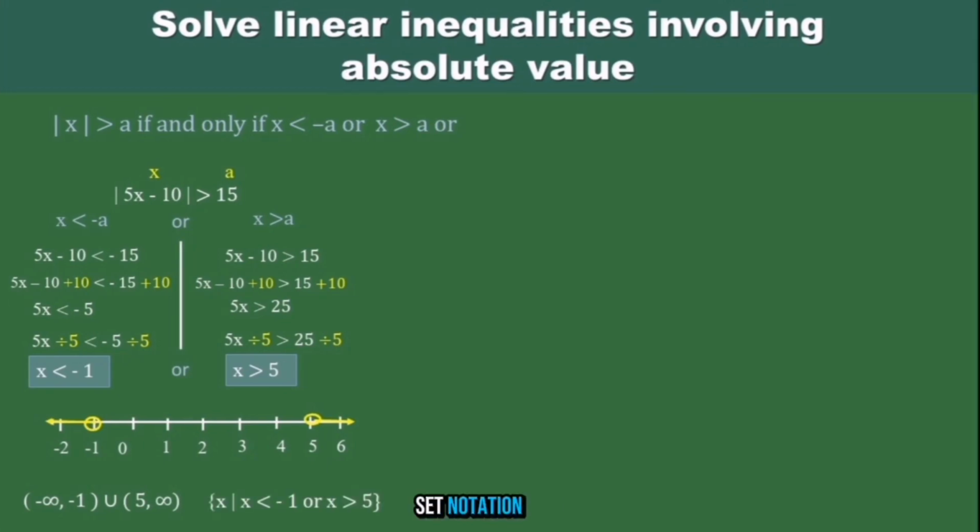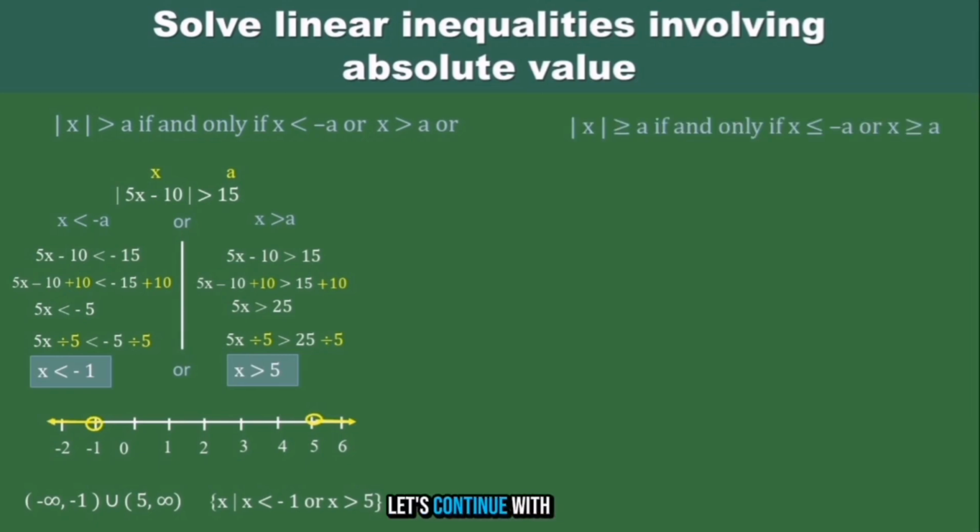Set notation is also another shorthand way to write the same thing: the set of all x values such that x is less than negative 1 or x is greater than 5. We are done with Rule 3. Let's continue with Rule 4. This is what Rule 4 looks like.